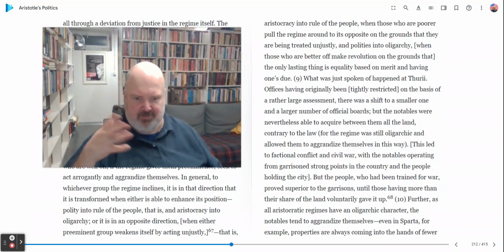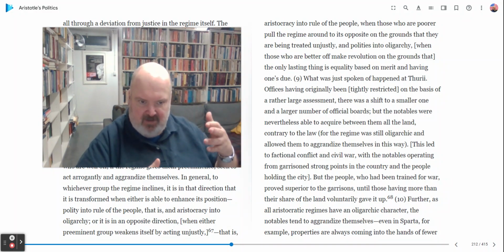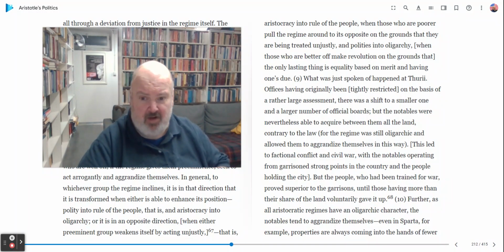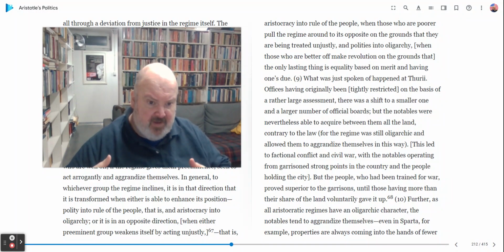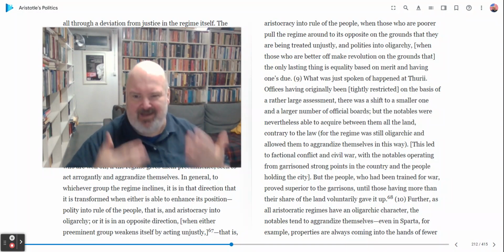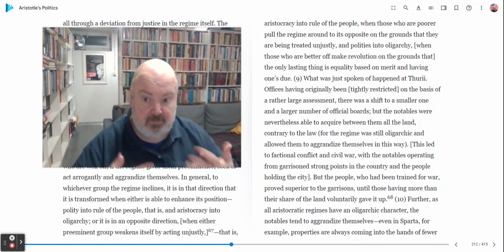In other words, what happened here throughout, there was this regime, there was an assessment, there was a change in a large assessment, but then what happened? There was a shift to a smaller one, okay? And a large number of the board officials, and a large number of boards, there was a shift in this regard, right? There was a shift to make it more polity, right? And what happened was that the notables were nevertheless able to acquire all the lands, contrary to law, because the regime was oligarchic and allowed them to grant themselves this way. It's not that the regime was that they were still thinking, I'm better than them, I should rule.